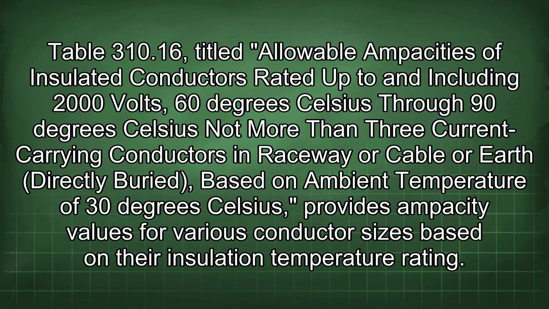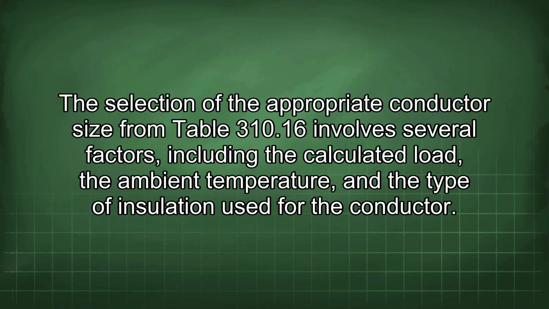Table 310.16, titled Allowable Ampacities of Insulated Conductors rated up to and including 2000 volts, 60 degrees Celsius through 90 degrees Celsius, not more than 3 current carrying conductors in raceway or cable or earth directly buried, based on ambient temperature of 30 degrees Celsius, provides ampacity values for various conductor sizes based on their insulation temperature rating. The selection of the appropriate conductor size from Table 310.16 involves several factors, including the calculated load, the ambient temperature, and the type of insulation used for the conductor.